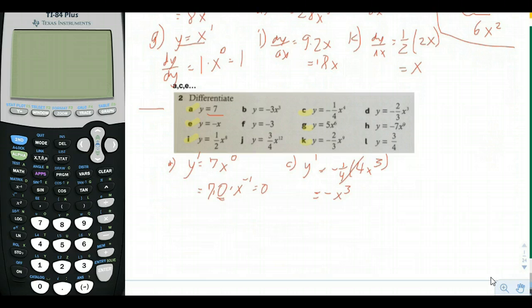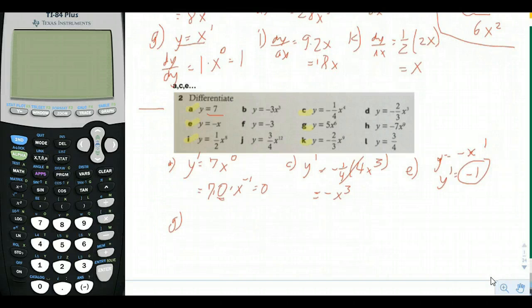Okay, and E, y equals negative x. If we take the derivative of this, we're going to get y prime equals negative 1, because this is y equals negative x to the first. We're going to end up with negative 1 times x to the 0, which is 1, so negative 1. And that should make sense, because y equals negative x is a straight line with the slope negative 1. Well, the derivative then is going to be the function negative 1.